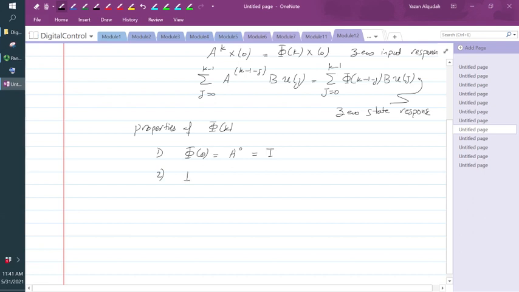The second is that phi of k1 plus k2 is equal to A to the k1 plus k2, which is going to equal A to the k1 multiplied by A to the k2, which is going to equal phi of k1 multiplied by phi of k2. Another property is that phi of negative k is equal to A to the negative k, which is equal to A to the k inverse, which is going to equal phi inverse of k.